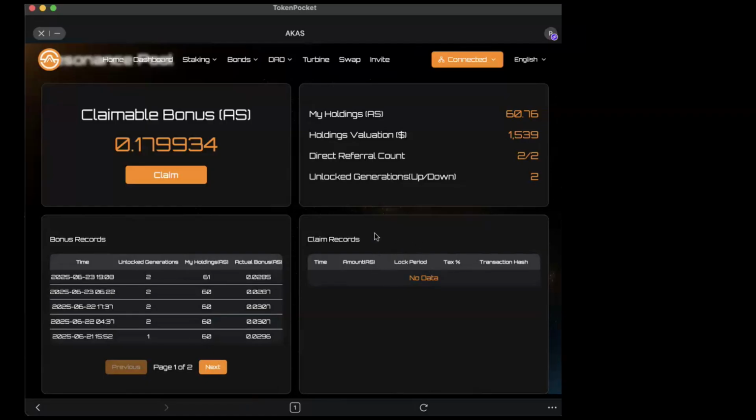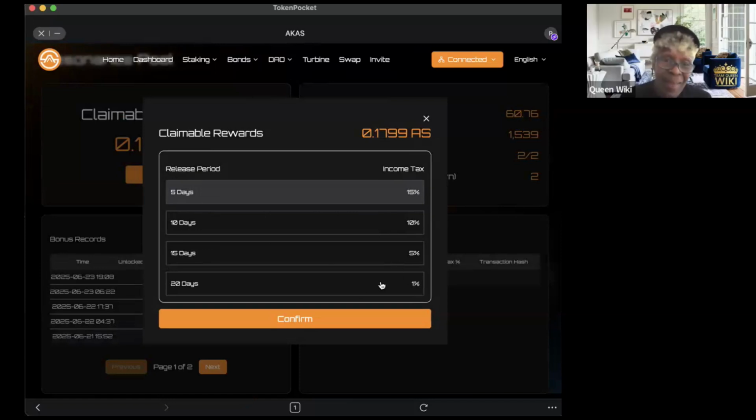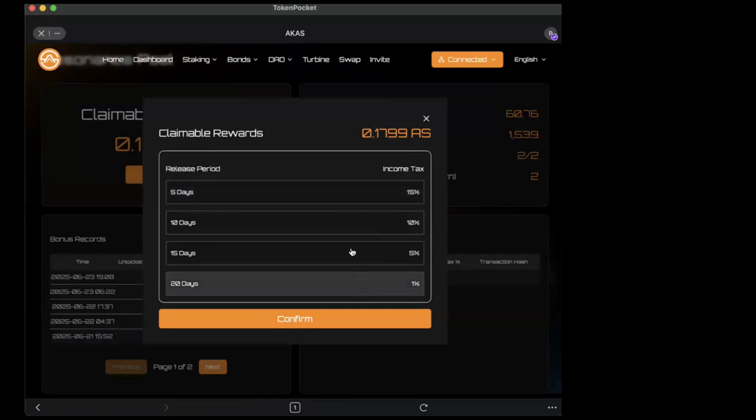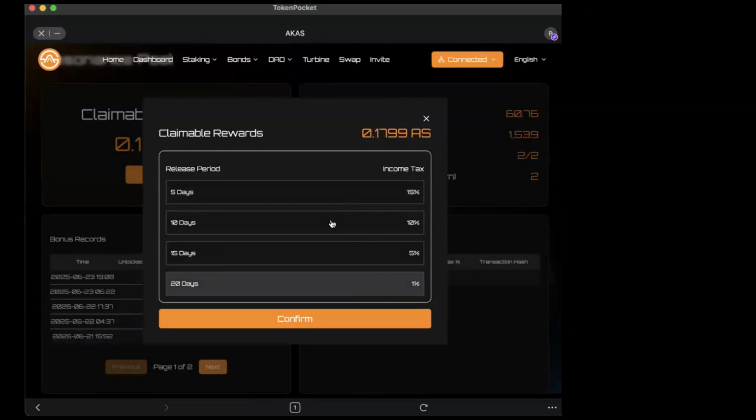This is the claim record, and once we click on claim, we can choose how many days we want to release. This is the tax that we need to pay. I clicked on 20 days because I don't want to pay 15%. Me too, because I'm not in urgent need of this money. So I can click on confirm.